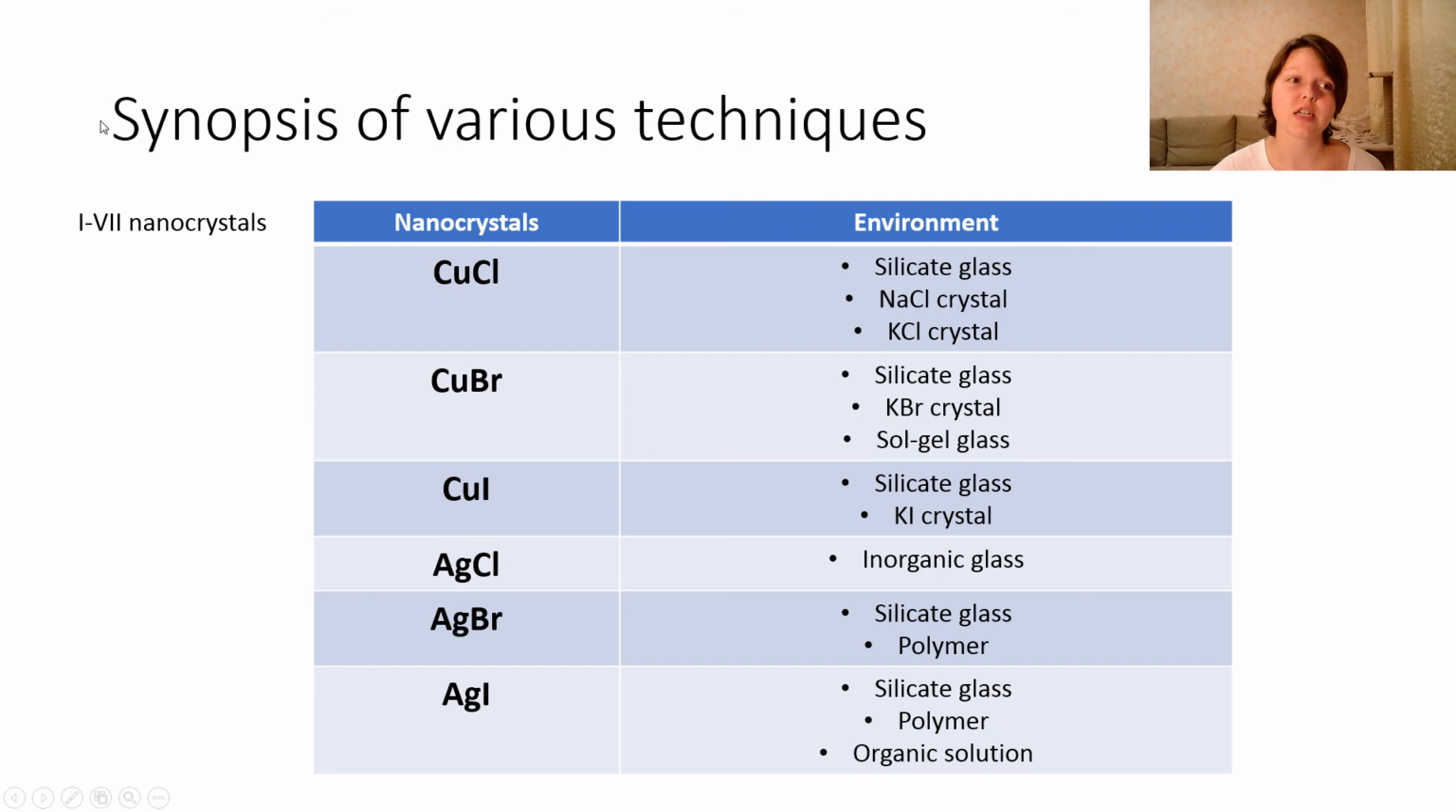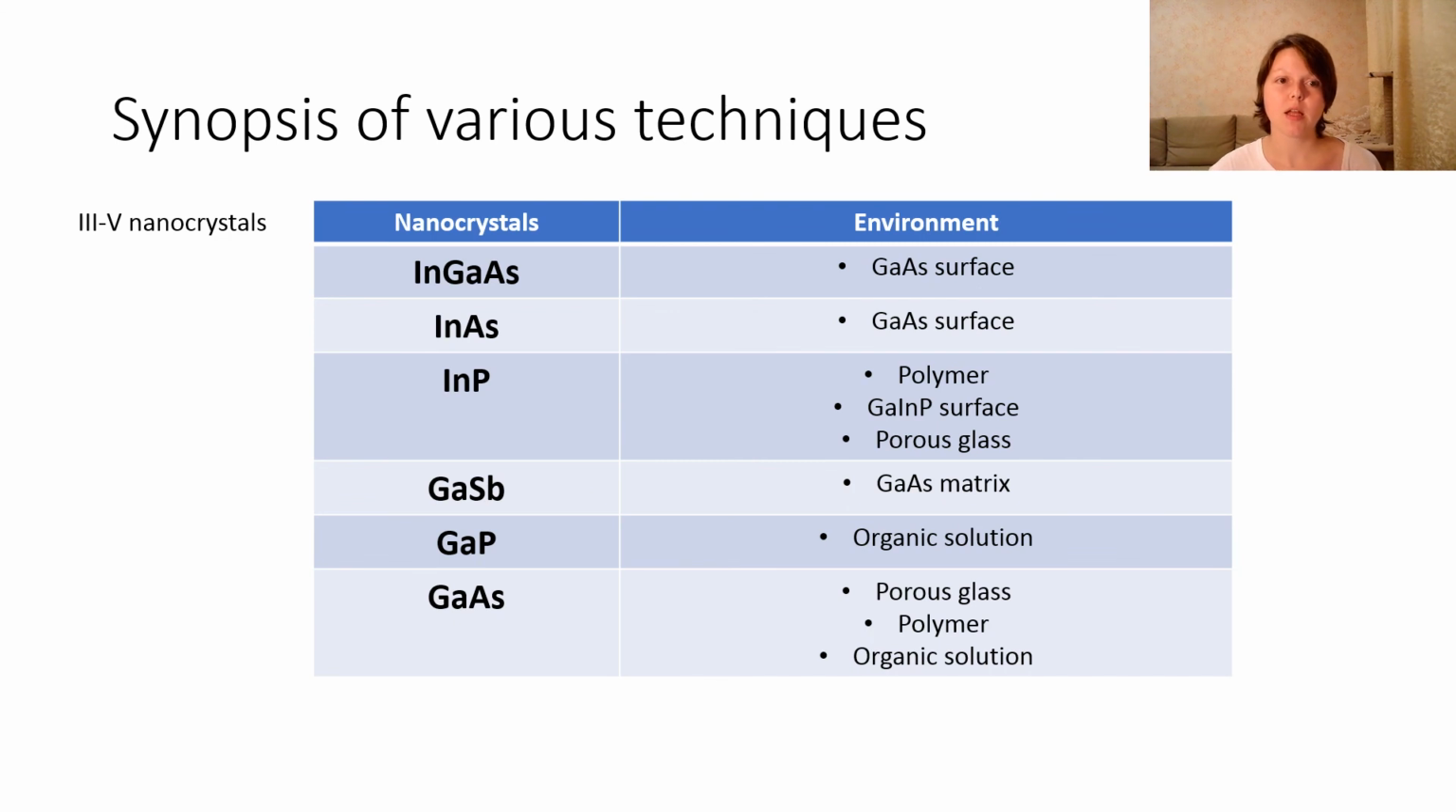Nanocrystals of type I-VII, that are copper halides and silver halides, can be synthesized inside of the silicate and other glass matrices, inside of the crystal matrices with the same halide, and inside the organic solutions. Nanocrystals of type III-V can be mostly grown on their gallium arsenide surface and also in organic solutions and polymers.